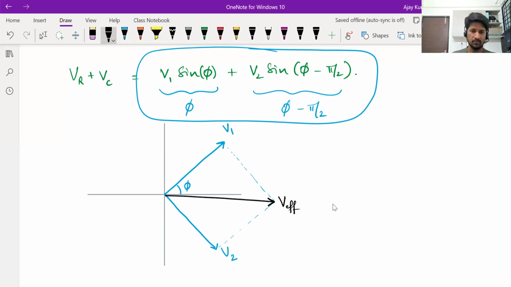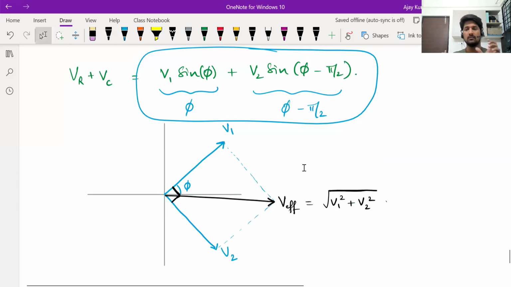And because these two vectors are perpendicular to each other, one angle is phi, the other angle is phi minus pi by 2, means the difference is pi by 2, 90 degrees. These two vectors are perpendicular to each other. Because they are perpendicular, the resultant will be root of v1 square plus v2 square. Therefore, that's the effective voltage between the resistor capacitor combination. Got it?